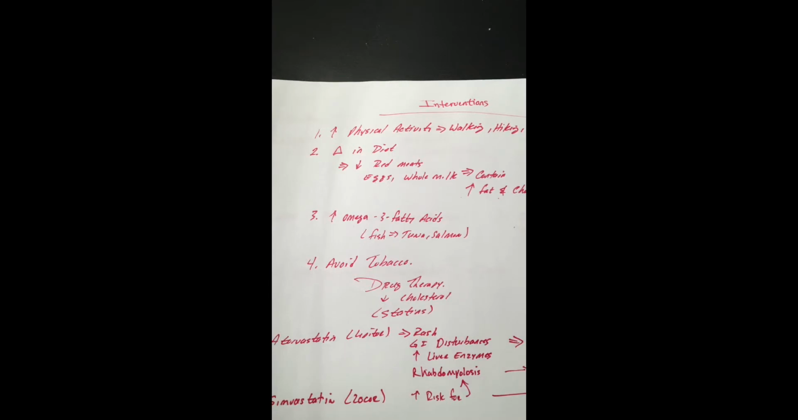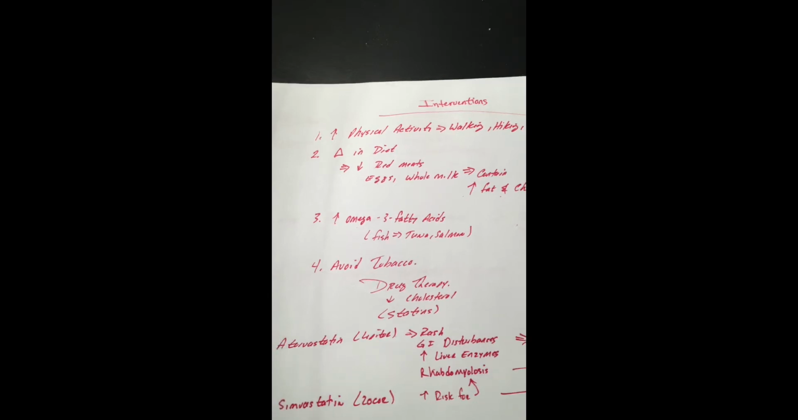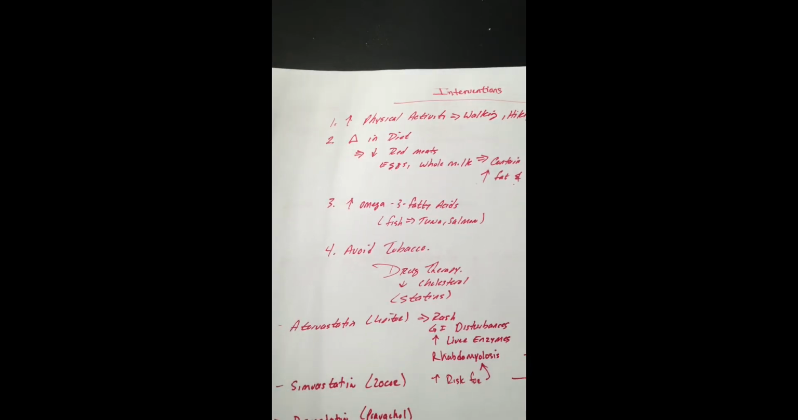Number three, now your book says increase in omega-3 fatty acids. That's just your book, not really my opinion, but your NCLEX is not going to ask me on my opinion. But for the book's sake, we say increase in omega-3 fatty acids. You will get this in, for example, fish, tuna, or salmon. Number four, again, you want to tell your patient to avoid tobacco, avoid alcohol.